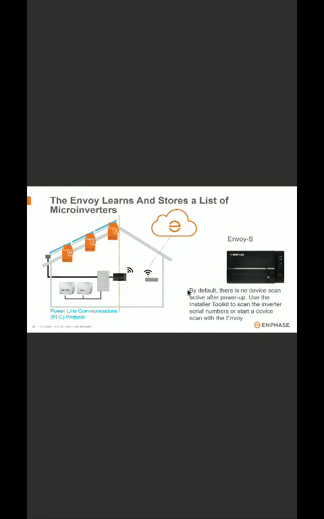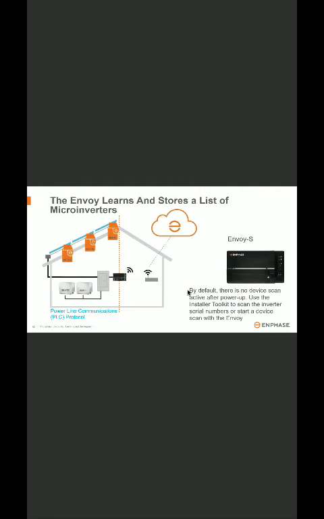So Envoy is the one which gets information from the microinverter, and the way it gets information is in the form of PLC using the AC cable. There is no different cabling for communication. So using the same AC cable with a different frequency, it talks to our microinverter.